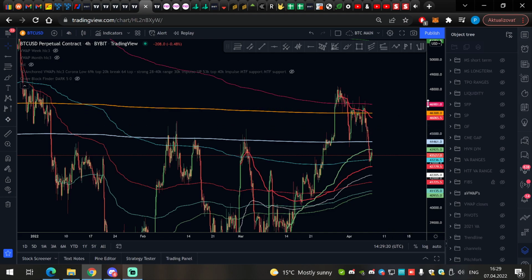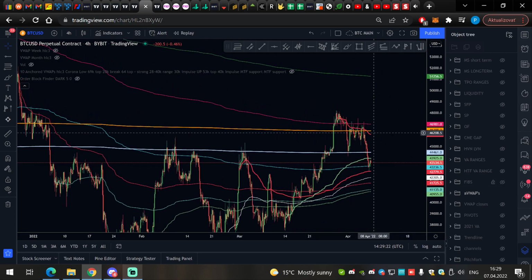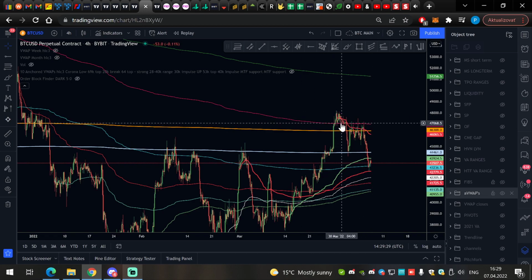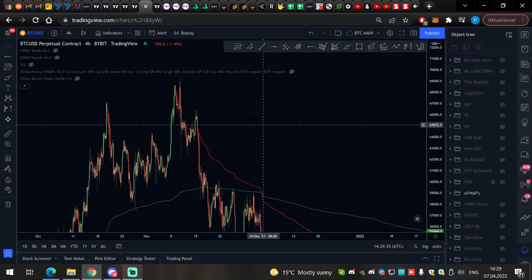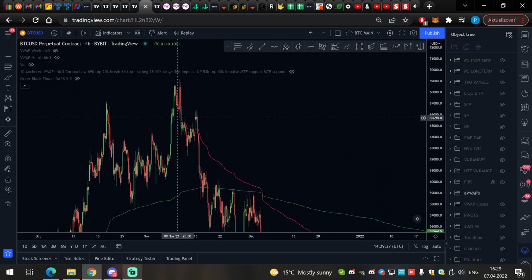Anchor VWAPs are important, as we were mentioning in the previous video and I mentioned in the group. We started to trade above this anchor VWAP, but right now we were fighting and unable to close above it. Why? This VWAP is the most important VWAP for Bitcoin, because it's measuring the current correction.